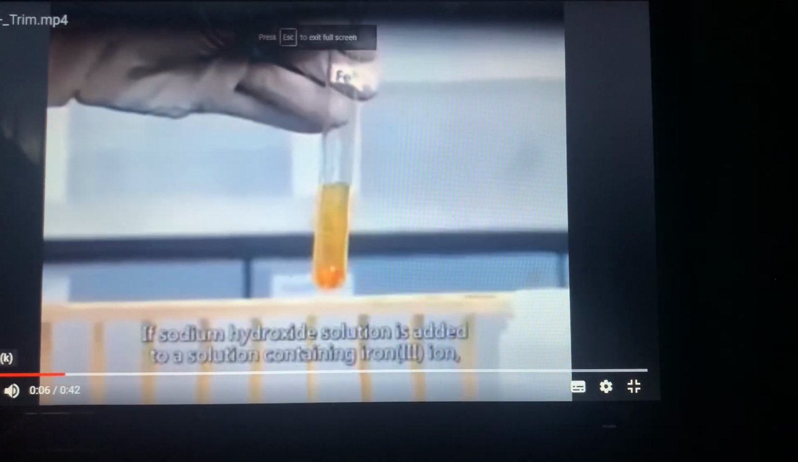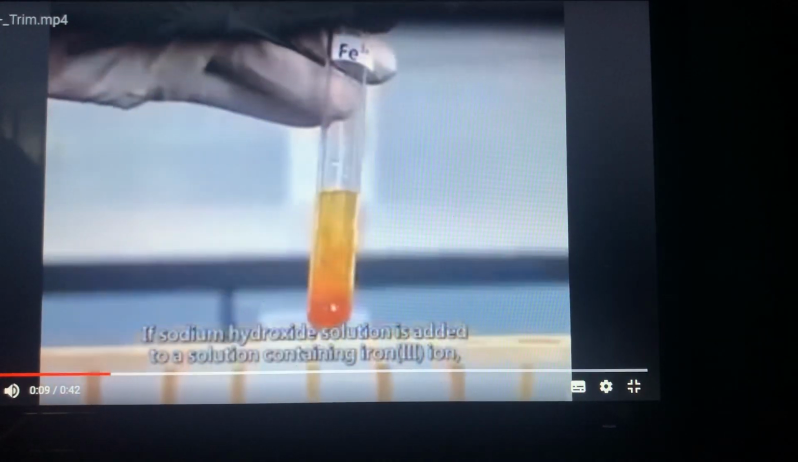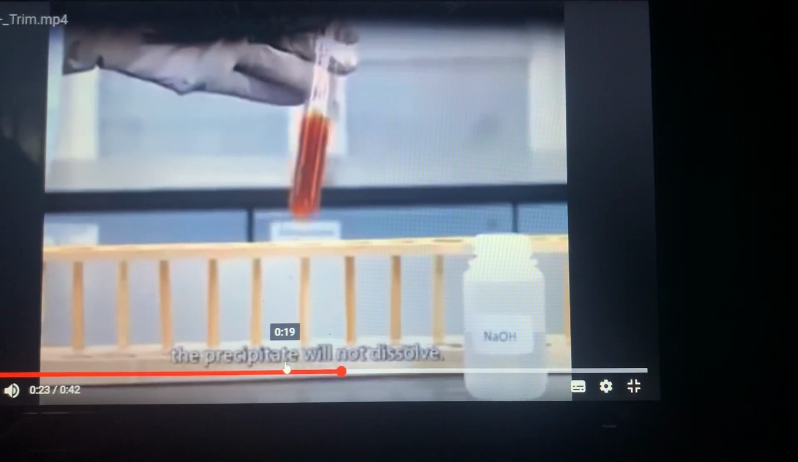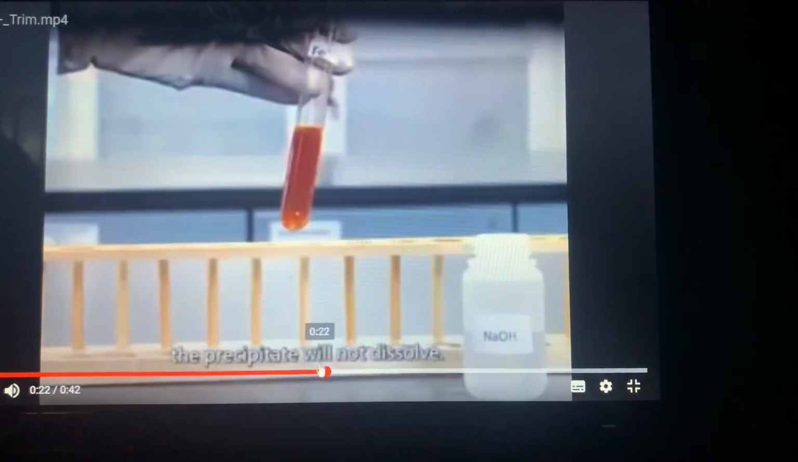If sodium hydroxide solution is added to a solution containing iron 3 ion, a brownish red gelatinous precipitate will be formed. It is iron 3 hydroxide. Okay, so this is the red-brown PPT formed. If excess alkaline solution is added, the precipitate will not dissolve. As you can see, the PPT does not dissolve when the person has added excess of the NaOH, and the result will be similar when the person does this experiment with ammonia.